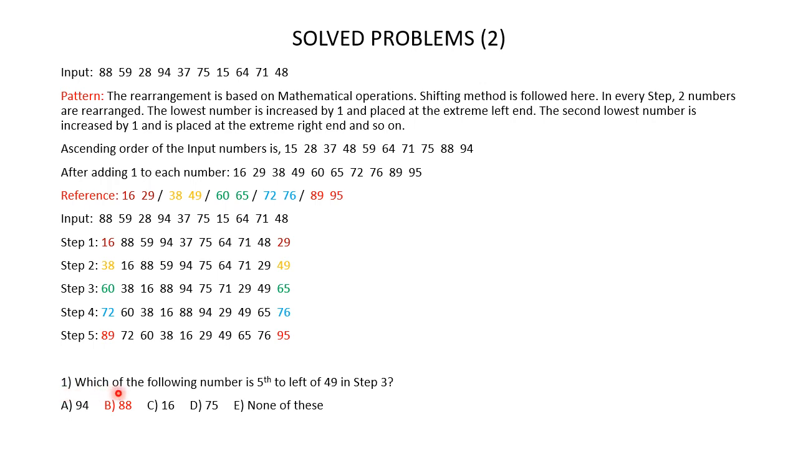Question number 1. Which of the following number is fifth to the left of 49 in step 3? You are given 5 options here and you have to find out which of these options is the correct one. So here you are asked to find which number is fifth to the left of 49 in step 3. So you have step 3 here and 49 here in step 3. So fifth to the left of 49 is 1, 2, 3, 4, 5. So 88 is fifth to the left of 49 in step 3. So the correct answer is option B, 88.